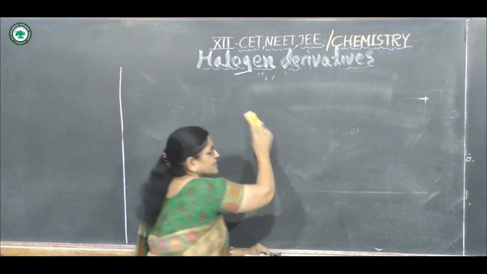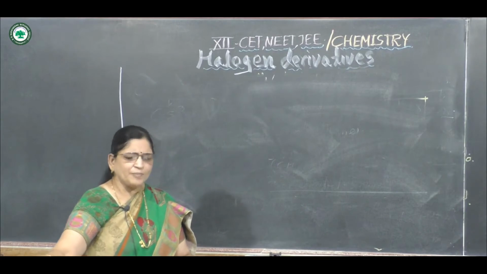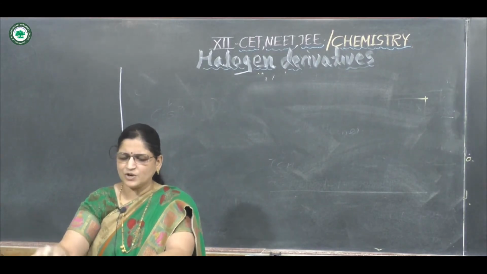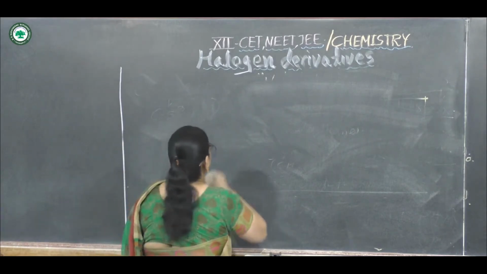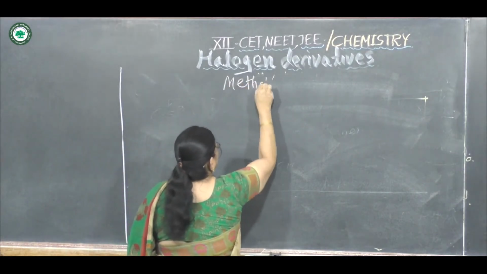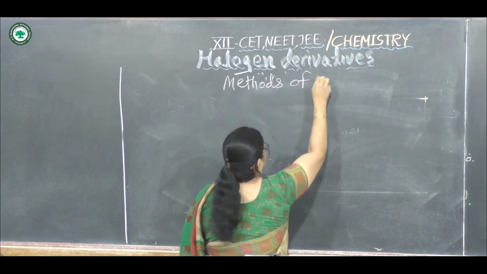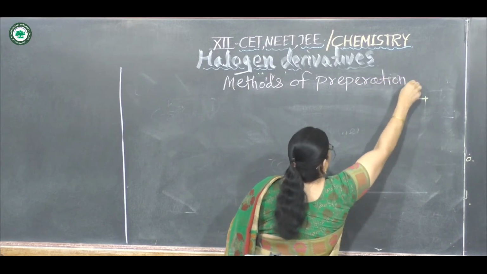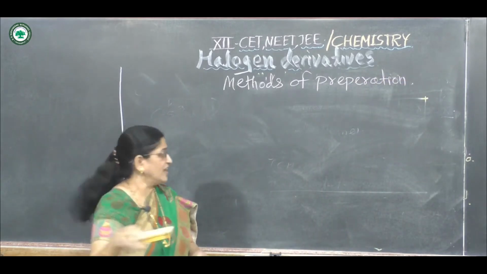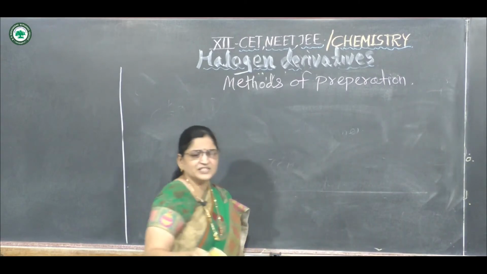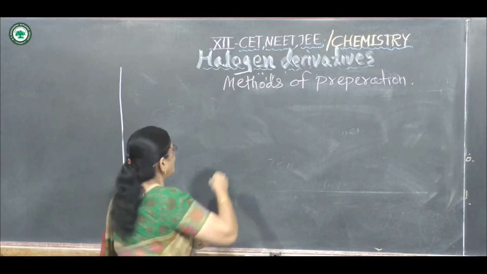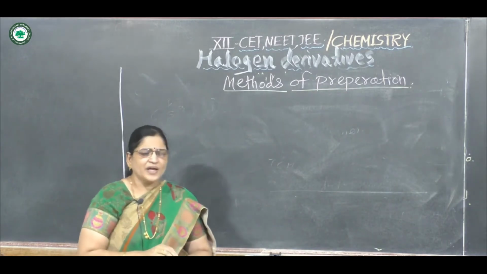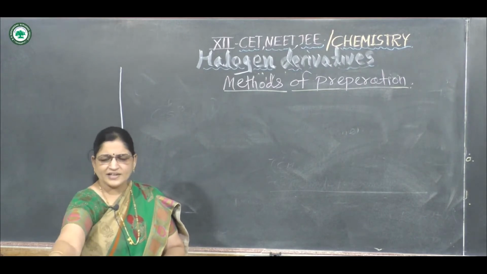The next point, which is also a most important point of this chapter, is methods of preparation. There are 4 methods for preparation of halogen derivatives or alkyl halides.